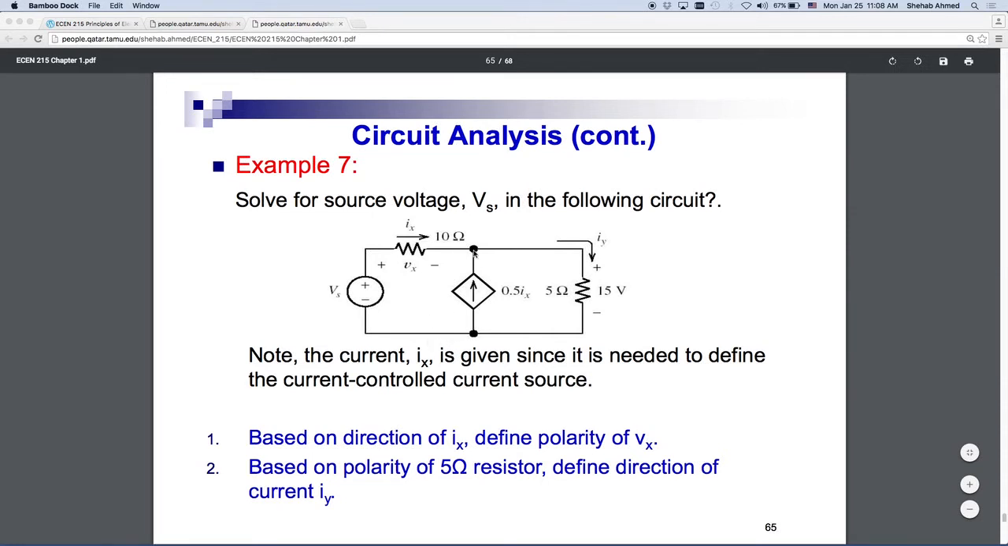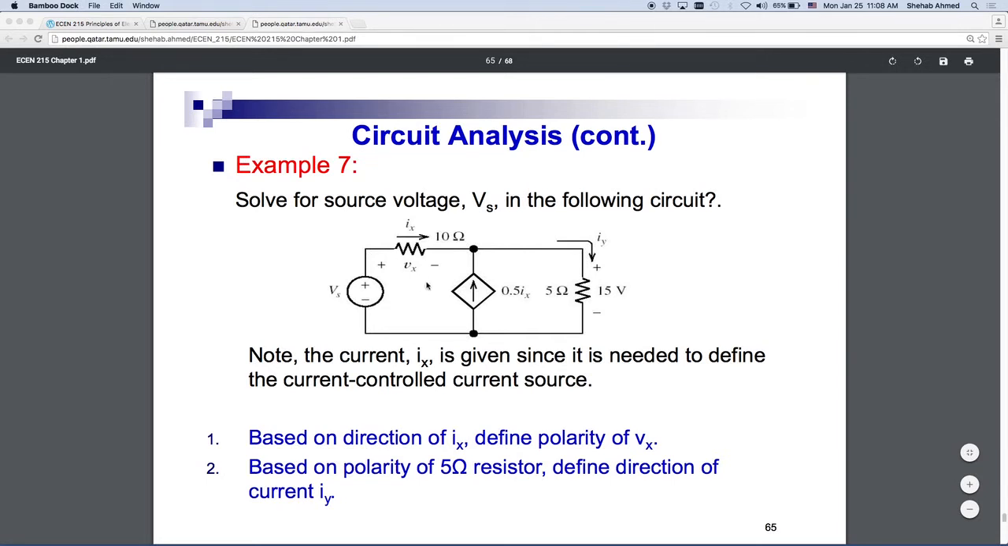As we were just discussing, the objective is to find Vs. If you go around this loop, we cannot do it, because starting from this node, we still have minus Vs plus Vx plus 15 volts equal to 0, two unknowns. Same thing around this loop, which has the current source, it's exactly the same. So we have to find another condition.